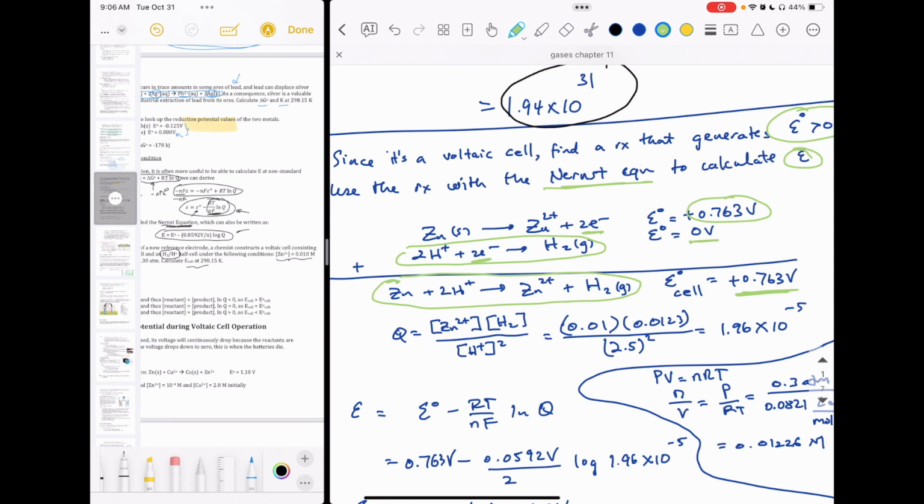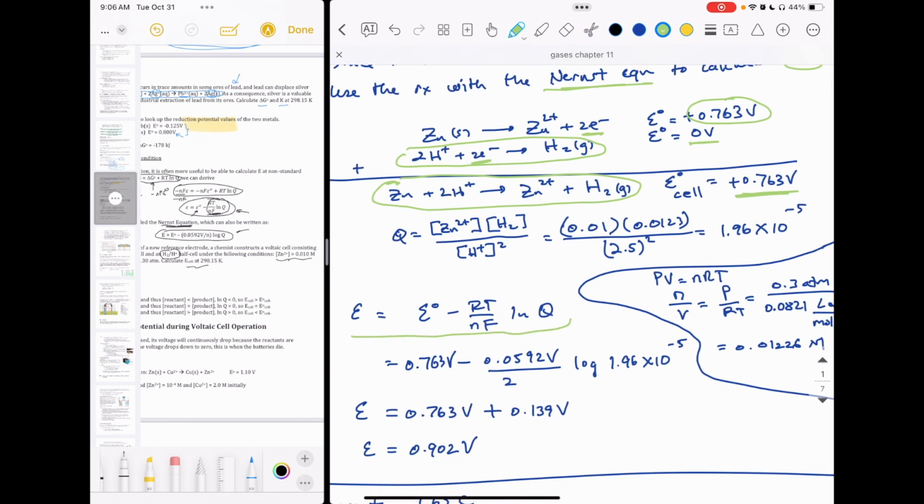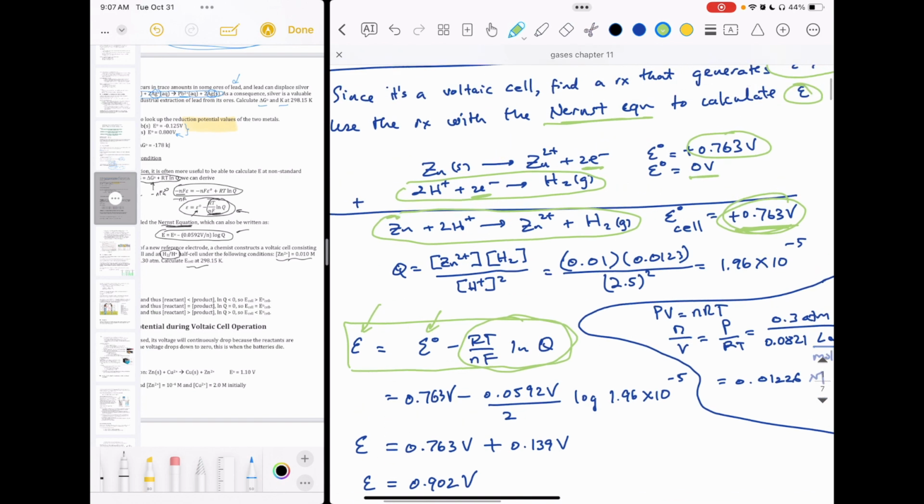So that's my actual reaction that I'm running, right, that generates this E cell. Now the question then is, if I want to use the Nernst equation, which looks like this, to calculate my voltage under non-standard condition, I'm going to need my E naught, which I have here. That's my 0.763. But I also need this whole thing right here, RT over nF ln Q. So first thing is I need to calculate my Q.